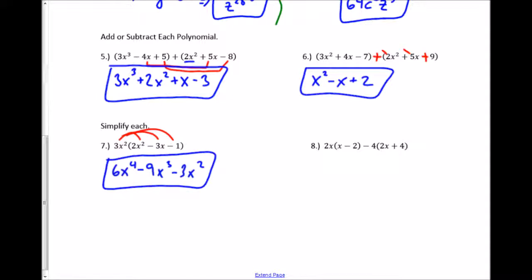Number 8, I have to distribute twice. I have to distribute here the 2x, and then here I have to distribute the negative 4. So that's going to give me a 2x squared minus 4x. Here I get a negative 8x and a minus 16, and then I just combine like terms.